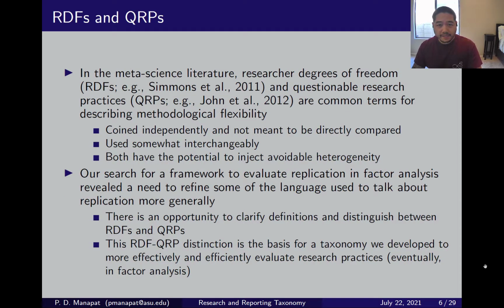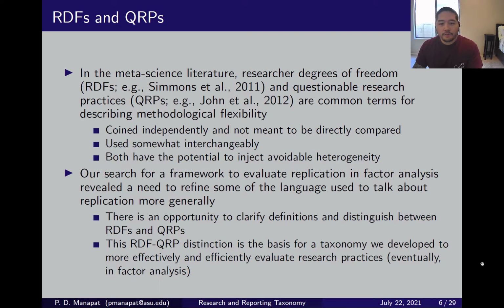So in the meta-science literature, researcher degrees of freedom, or RDFs, and questionable research practices, QRPs, have been common terms for describing methodological flexibility. These terms are coined independently and not meant to be directly compared, but they're used somewhat interchangeably. Both of them have the potential to inject avoidable heterogeneity into a series of research results.